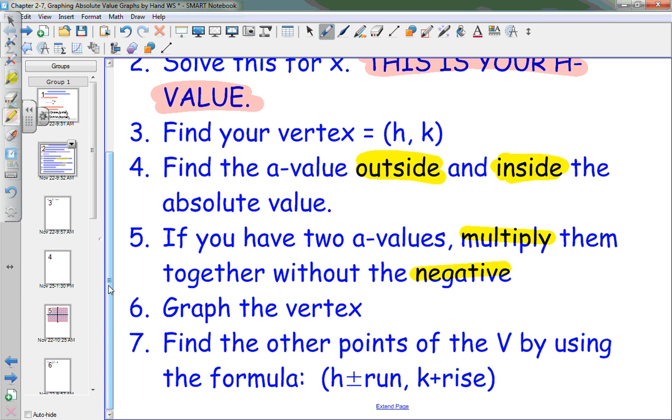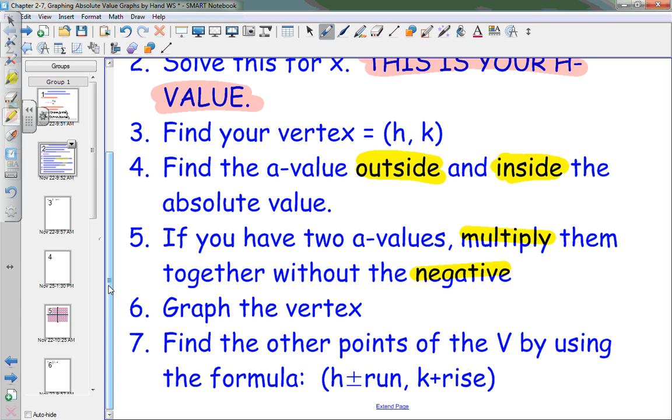Now, we're going to have two A values. We're going to have an A value, which is the slope on the outside of the absolute value sign, and then an A value on the inside of my lovely little absolute value. Do we understand that? What is A also known as? Slope, right? A is also known as slope. So whenever I say find your A value, I'm saying find the slope on the outside and the slope on the inside of your absolute value. You with me?